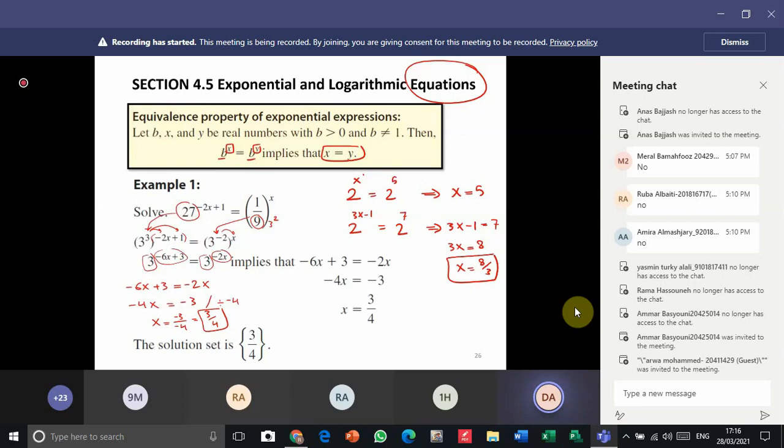So we must convert to the same base. We can find the relation between 4 and, for example, 8. 4 we can convert to 2 to the power 2, and 8 to 2 to the power 3. Okay.